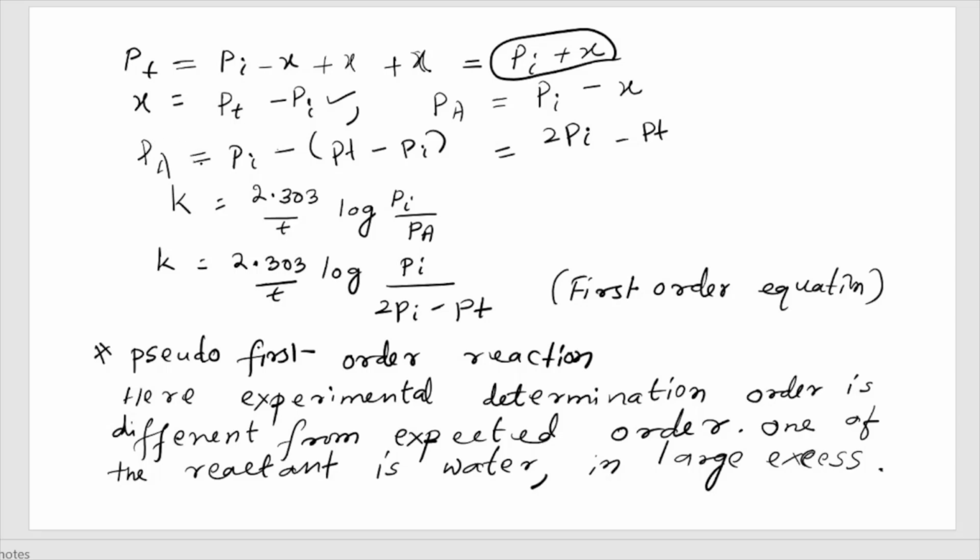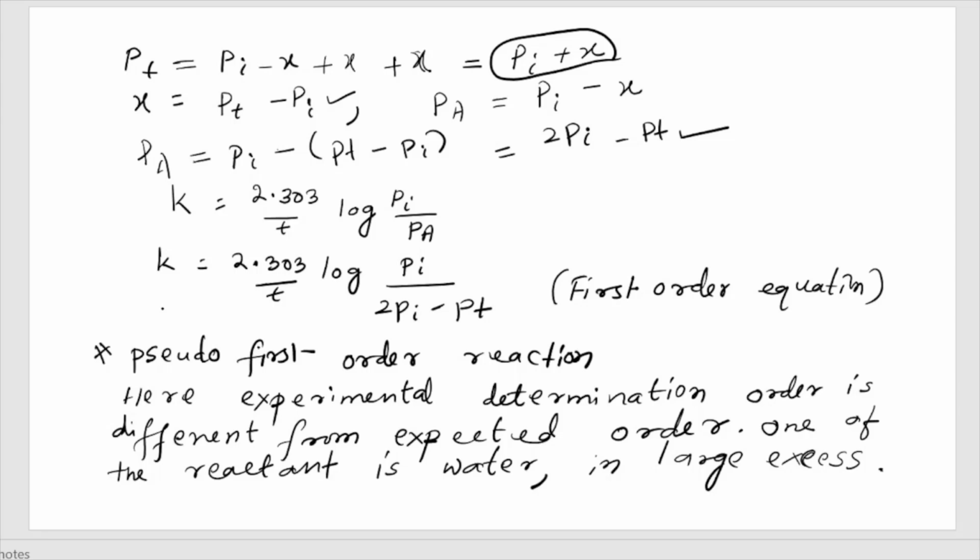So the total result: PA equal to 2Pi minus PT. After calculation, you will get this value for PA. So K equal to 2.303 by T log Pi by PA. What is Pi? Initial pressure.